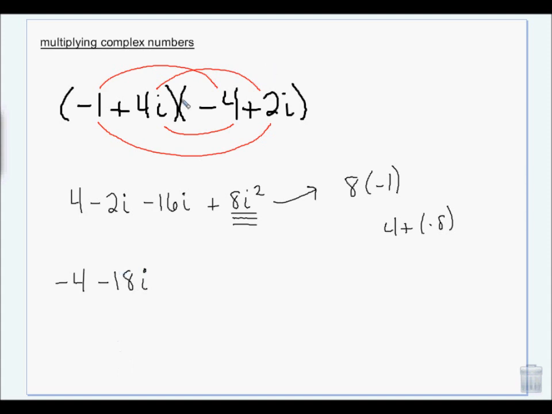So the process is the same as you've been doing. The only difference is, if you had an x squared, you just leave it x squared. But i squared is negative 1, so we never leave it i squared. We basically change the sign of this number and combine it with this one over here. Does everybody have this? Okay.